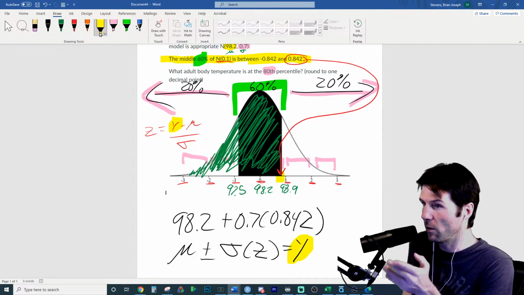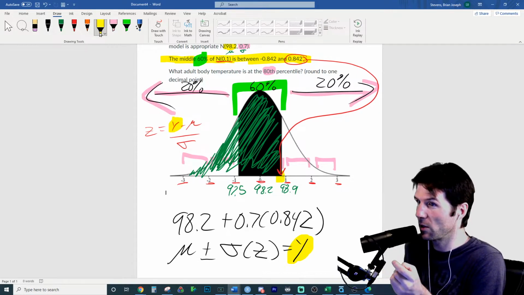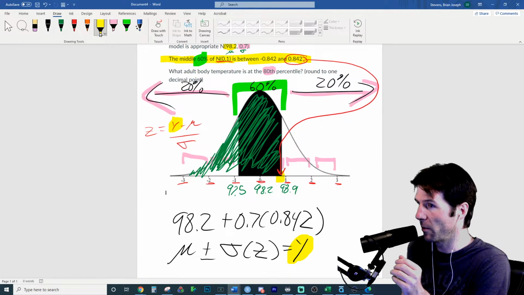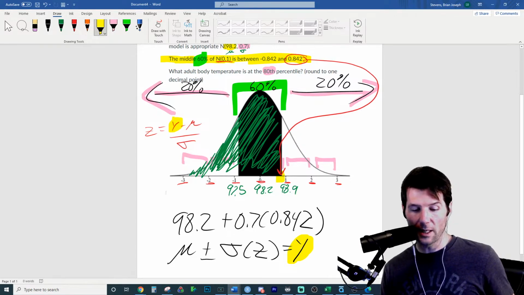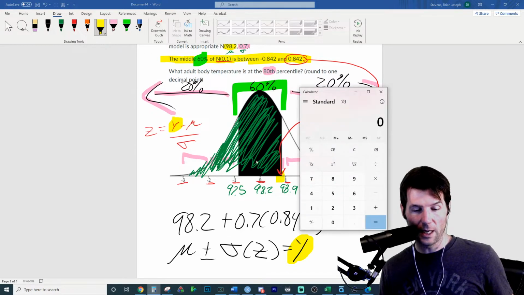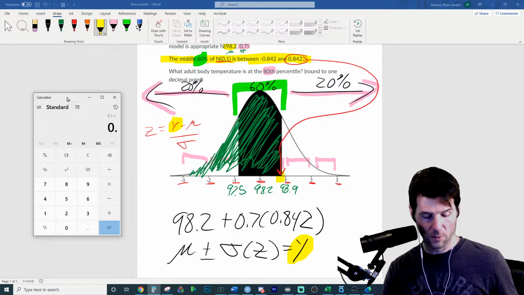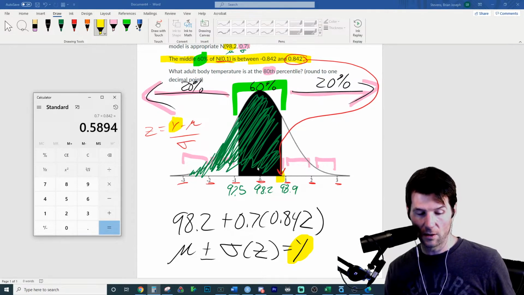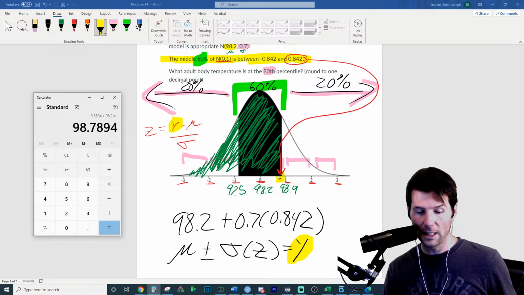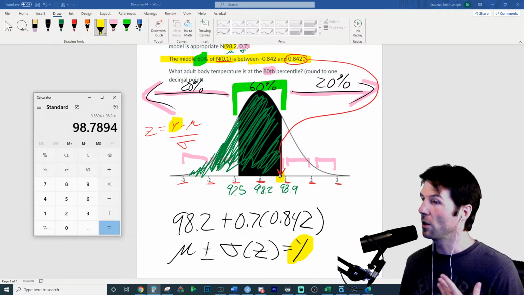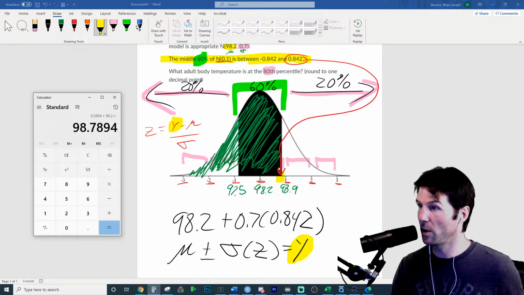Now we know the z-score, and we're saying what is the value of y, because the z-score just tells you how many standard deviations an observation is above or below the mean. So that would be the answer right there. We can solve it, and it should be a little bit below 98.9. So when we solve this, 0.7 times 0.842, that's how many standard deviations we're going up, and then we add that to 98.2, and we get 98.78, which is very close to 98.9, and that's what we're seeing right here. It should be a little bit below 98.9.